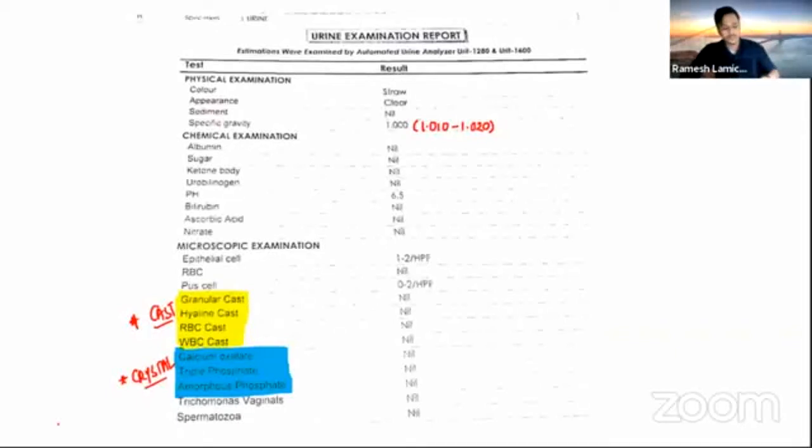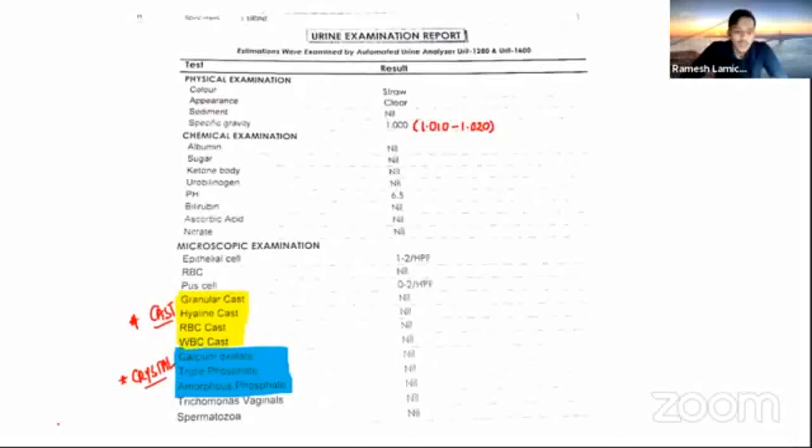Ascorbic acid is the indicator marker. Whenever there is an increase in ascorbic acid in the urine, it has a tendency to give a false negative value for hemoglobin, so it is used to rule out false negative tests for hemoglobin. And nitrite is positive when gram negative bacilli or gram negative organisms convert the nitrate into nitrite. So it is positive in infections.